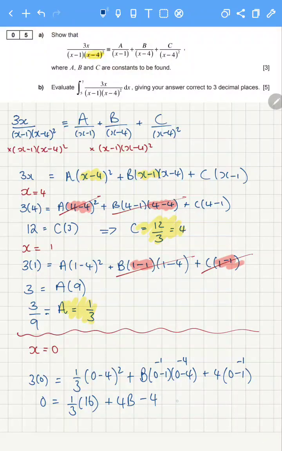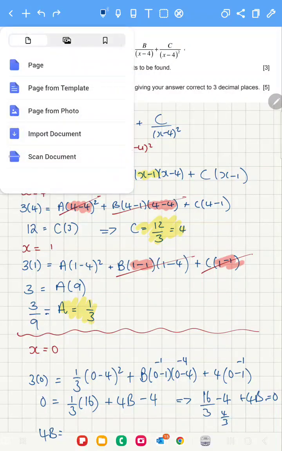I'm just going to cross the page not to waste space. I got another page. Yeah, I have. So this is 16 over 3 minus 4 plus 4b equals 0. And if you type that in your calculator, you'd get 4b equals, what is that? 16 minus 12 over 3. Is that 4 over 3? Yeah, so it'd be 4 over 3, but I'm going to take it over because I've got a 4b here. It'll be minus 4 over 3.